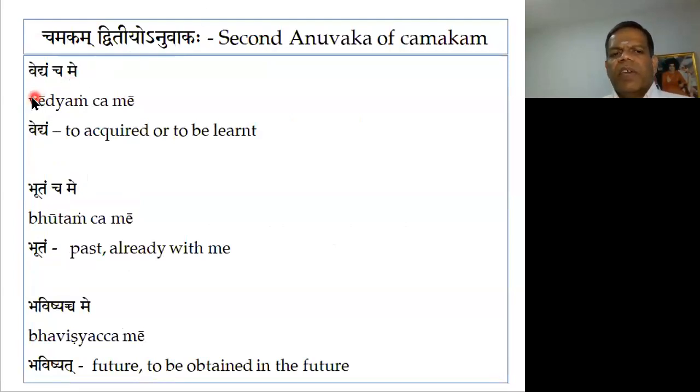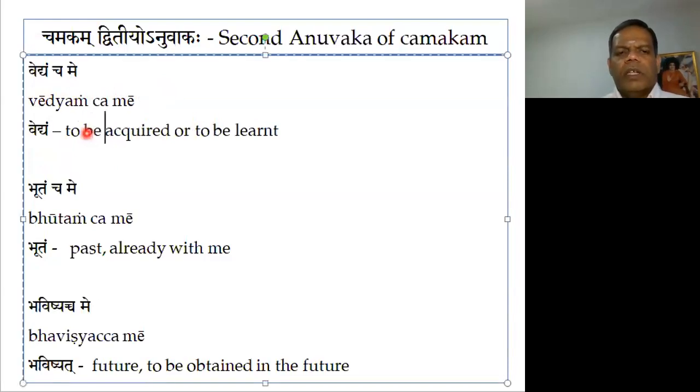Next mantra is Vedyam Chame, Vedyam Chame. Should be pretty simple in terms of chanting, because there are no hard consonants, no aspirated consonants. Vedyam means, I think, to be acquired. What is to be acquired? What is to be learned?